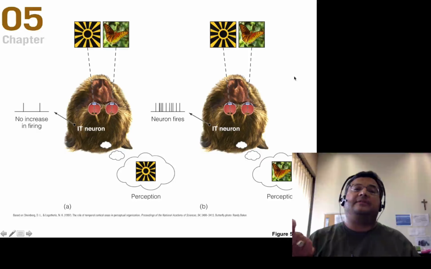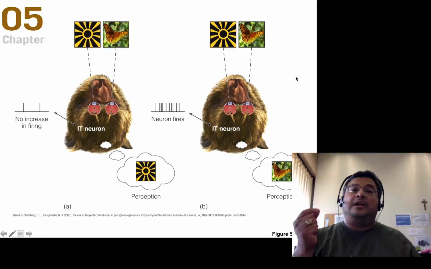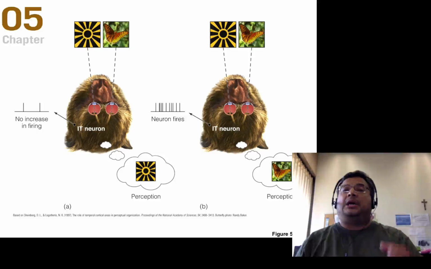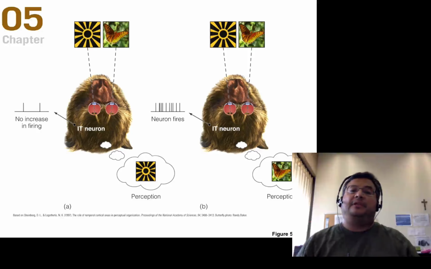So this indicates a very interesting correlation between what we think is going on as a perception, an internal perception being represented as this neuron firing, and an actual behavior that is telling us which object this monkey is perceiving.